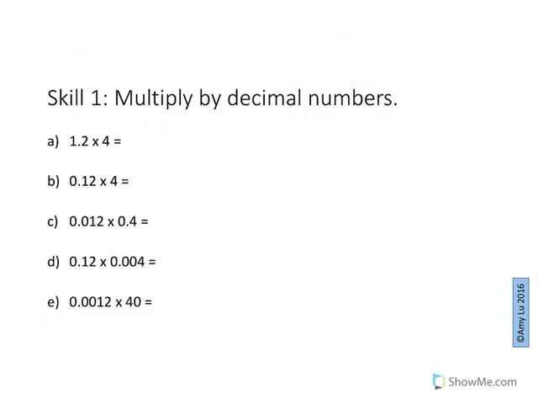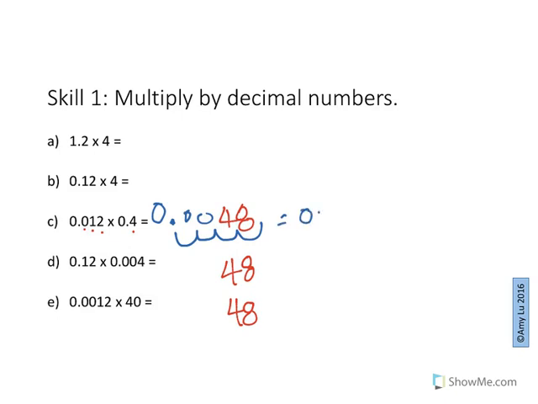So let's continue. I'll start with 48. I'll write 48 for all three of these. Then there are 1, 2, 3, 4 numbers behind a decimal in total. So let's move it. 1, 2, 3, 4. The decimal lands here, 0 goes in front. Any gaps we have, we fill in with a 0. So therefore, this answer is 0.0048.